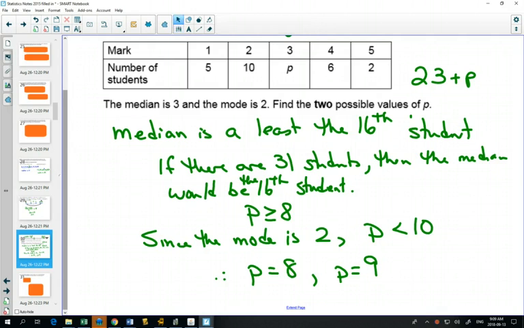Again, some thinking. Which one is the harder thinking? Obviously median. The mode part was really easy to get that inequality that P had to be less than 10. But we had to do some thinking about what the median meant in a little bit more of an abstract situation. So a question like this really asks you, do you understand what it is? Not just, can you find a median? Because those are two different things.